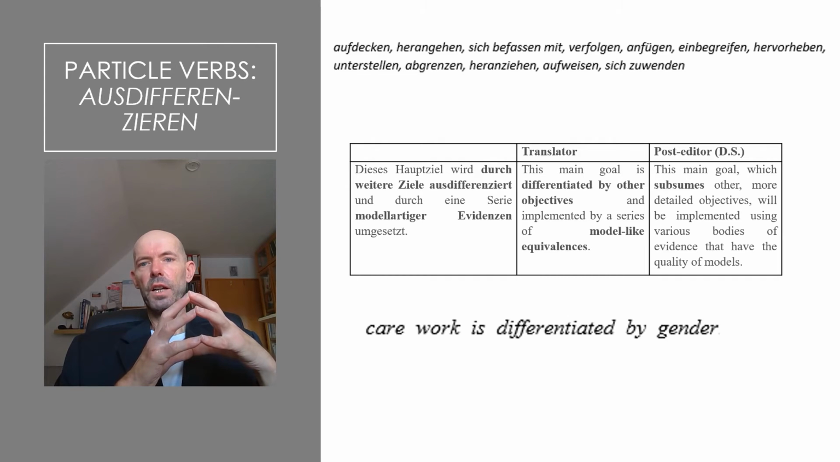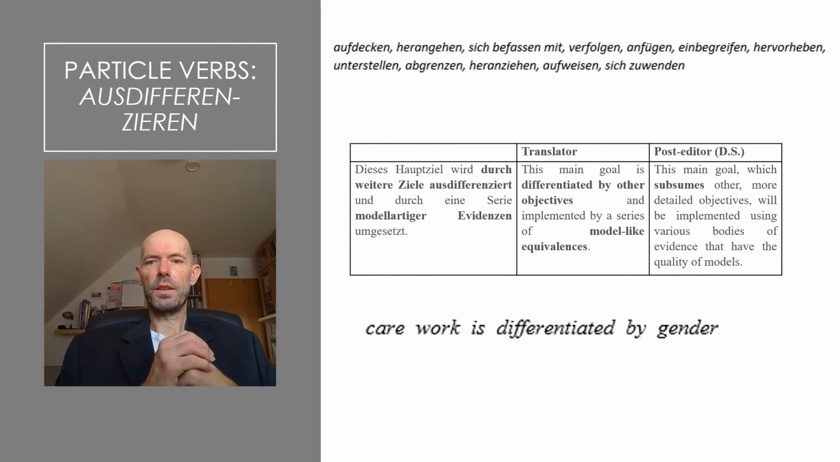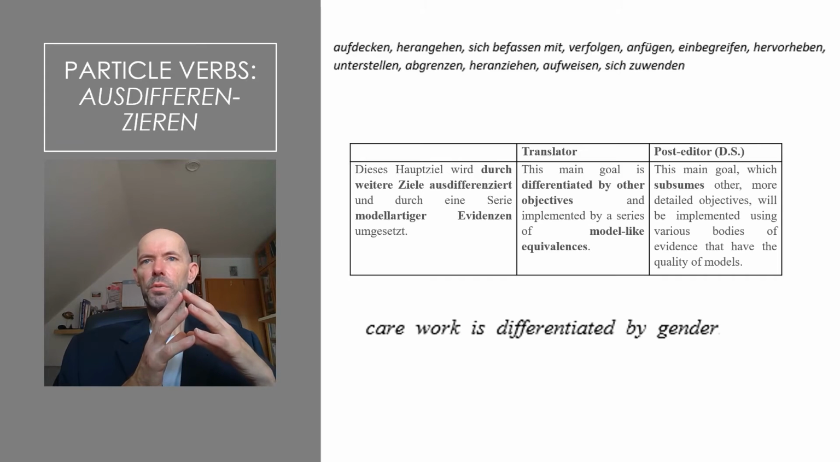Dieses Hauptziel wird durch weitere Ziele ausdifferenziert und durch eine Serie modellartiger Evidenzen umgesetzt. The translator has rendered this as: this main goal is differentiated by other objectives and implemented by a series of model-like equivalences. There is a pattern of differentiate in English which resembles the one the translator has opted for, but it does so grammatically rather than semantically.